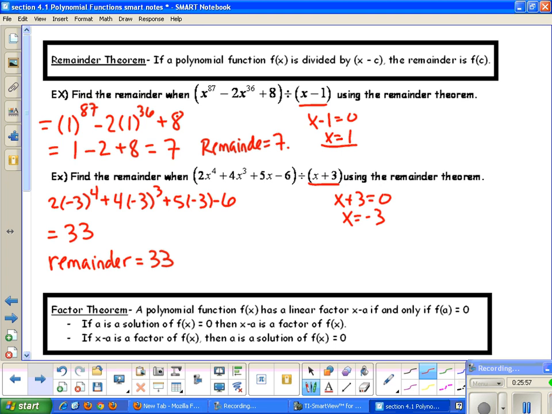A polynomial function f of x has a linear factor x minus a if and only if f of a equals 0, just like we were talking about for the remainder theorem. When you plug in that divisor number that you're trying to test, if you get 0, then you know it's going to have a linear factor of x minus a, so it just means it's a factor. If a is a solution of f of x equals 0, then x minus a is a factor of the polynomial equation. If x minus a is a factor, then you know that it's also a solution. So remember, when we're finding solutions to our equation, when we have a y value of 0, that means that these are the x-intercepts of the graph.